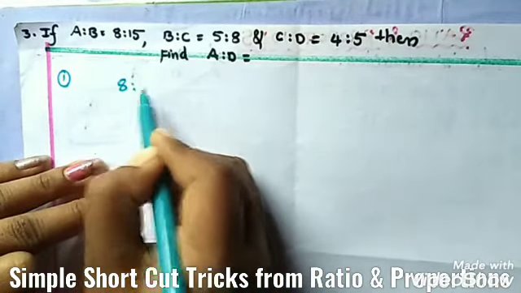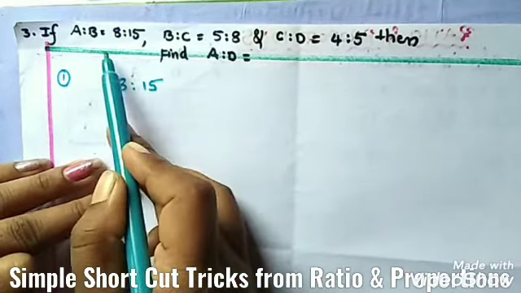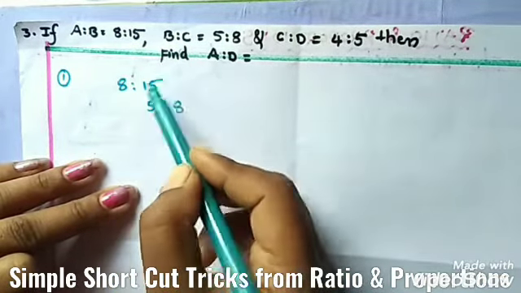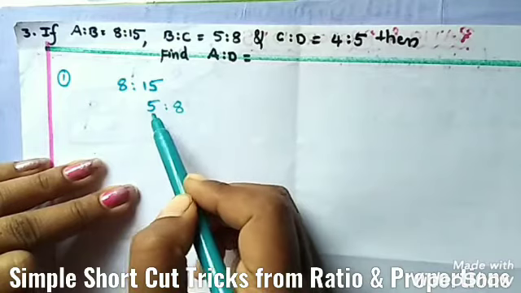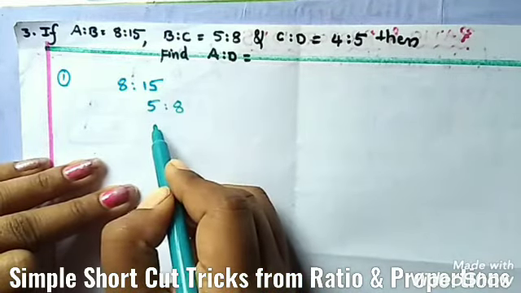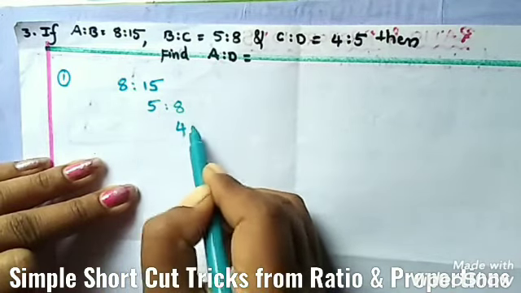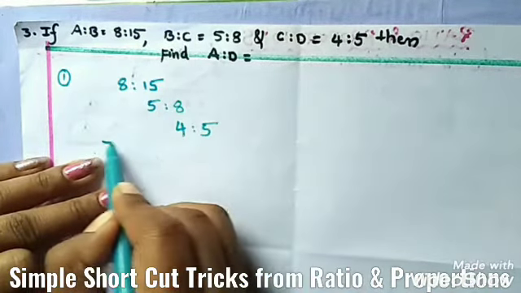First one, 8 is to 15, that is A is to B. Again B is to C, you have to write like this. Below this B, again you have to write B. So C is to D also same. This is B and C. Below this C, 4 is to 5.